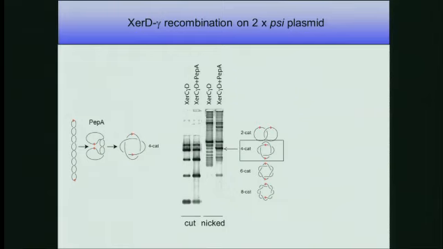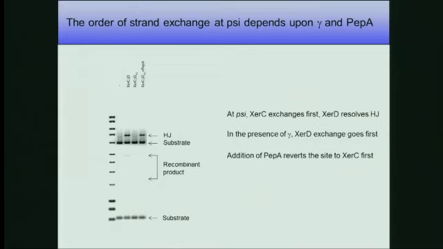But I've told you that in the normal reaction at psi, XCRC likes to go first to break the holiday junction, whereas with these hyperactive mutants, XCRD likes to go first. So the question is, in this situation, what wins? The protein being hyperactive or external topology? And the answer is that topology wins. So it's a victory for topology.